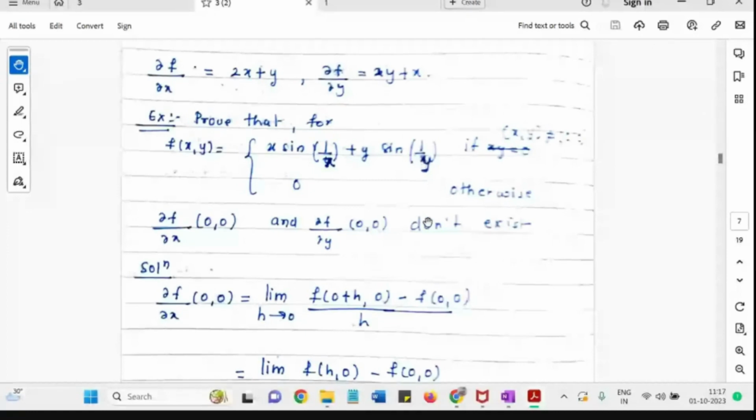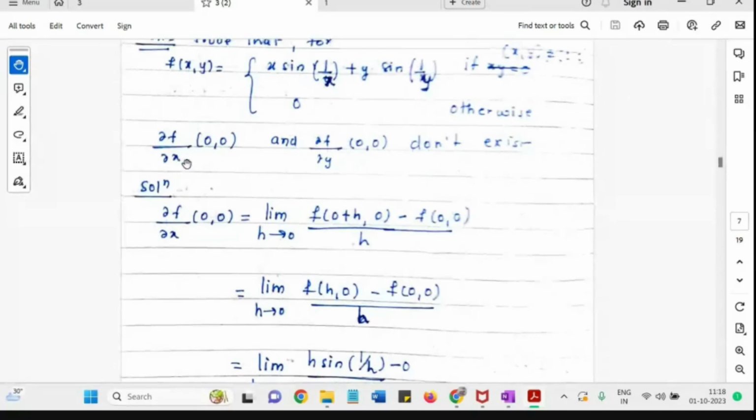Now, the interesting questions which come in the JAM. This is one of the questions I had seen in the JAM. That's why I'm sharing this with you. Here the function f of x comma y is given by x into sine 1 by x plus y into sine 1 by y, where x into y is not equal to 0, and 0 if it is 0. I want to show that dou f by dou x at 0 comma 0 is 0, and dou f by dou y, that is, the partial derivative of f with respect to y at 0 comma 0, does not exist.